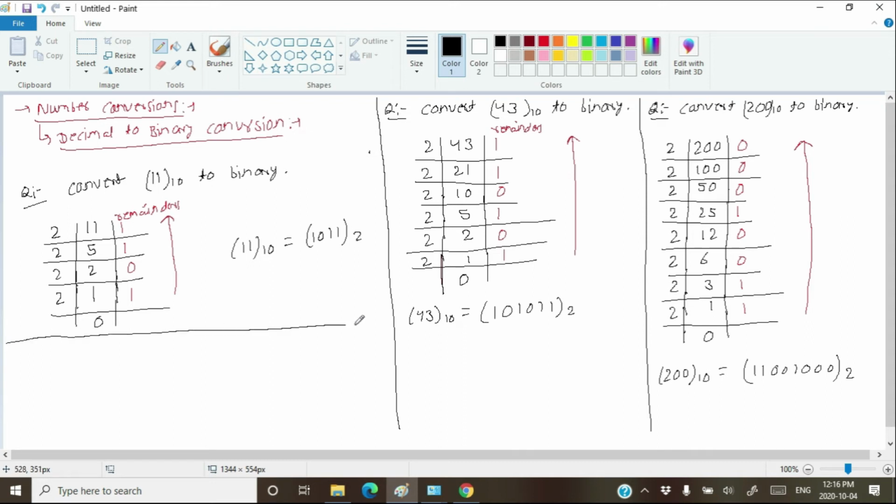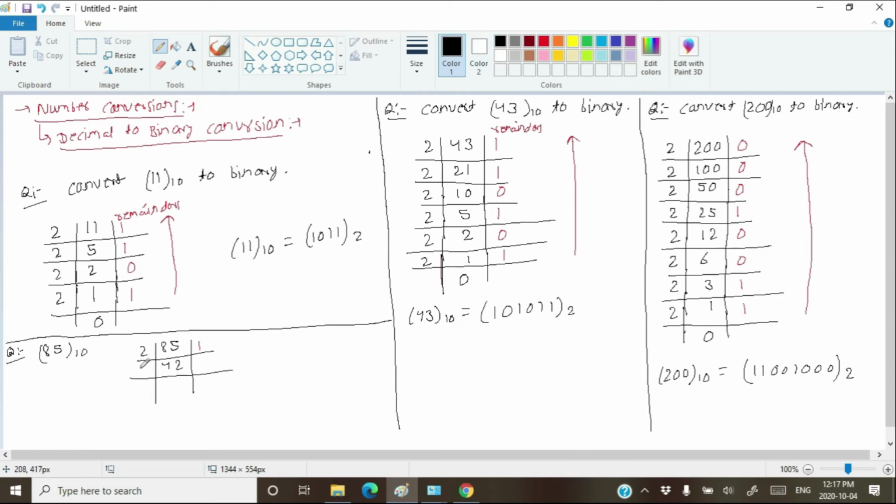Just another question. Hopefully I will be able to finish in this small area. So this time, what you have to convert to binary is 85, which is given in decimal. So how will you do it? Tell me. You divide 85 by 2, and you will get 42 as the quotient and 1 as the remainder.